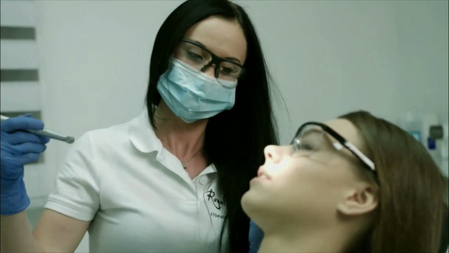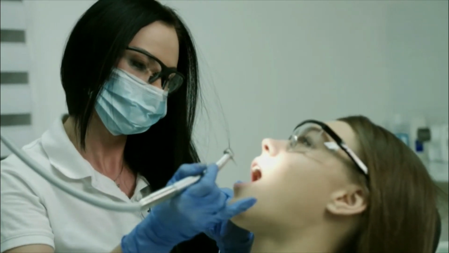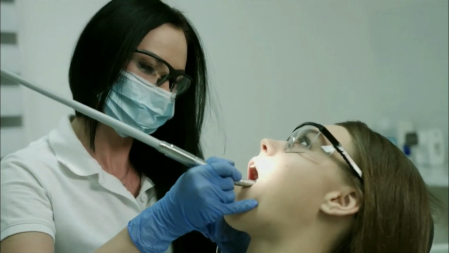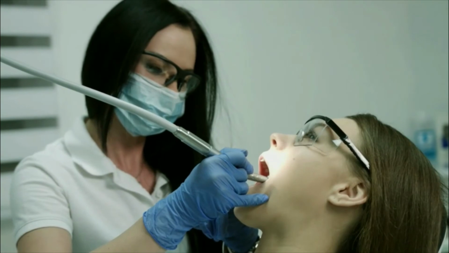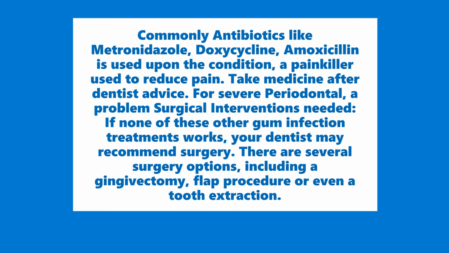If you have severe gum disease, you may need further treatment, such as periodontal surgery. Commonly antibiotics like metronidazole, doxycycline, amoxicillin are used depending on the condition, and a painkiller is used to reduce pain. Take medicine after dentist advice. For severe periodontal problems, surgical interventions are needed. If none of these other gum infection treatments work, your dentist may recommend surgery. There are several surgery options, including a gingivectomy, flap procedure, or even a tooth extraction.